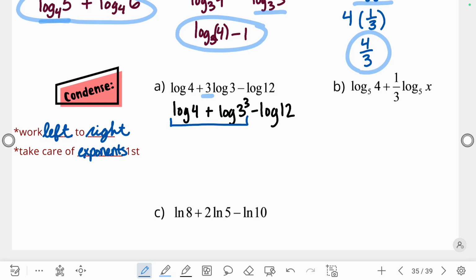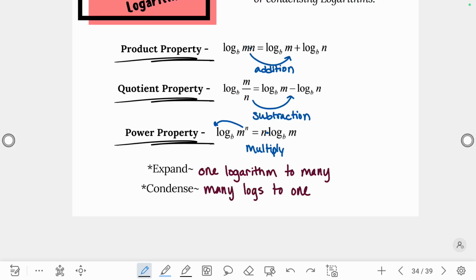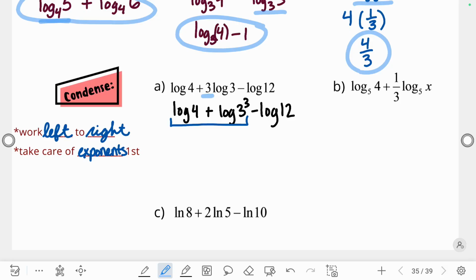So I want to look at these front 2. They are being added together currently. So if I think back to my properties, again, this time I'm condensing, so I'm working from this side of the equation back. Addition is supposed to translate back to multiplication. So what that means is I can actually rewrite these 2 logarithms as a single log, and then I'll just take the 2 arguments, the 2 pieces, and multiply them together. So I'll have 4 times 3 cubed. And then of course my minus log of 12 is just in the problem still.